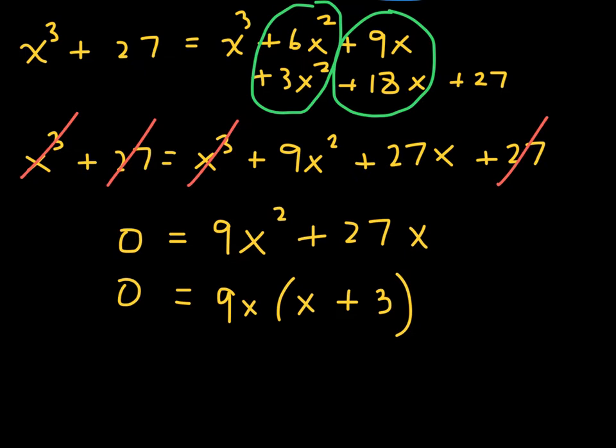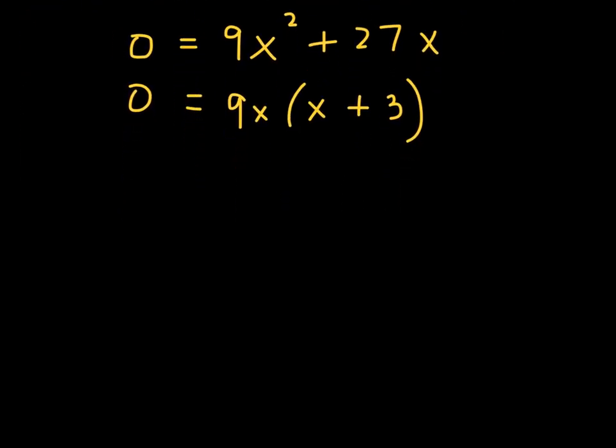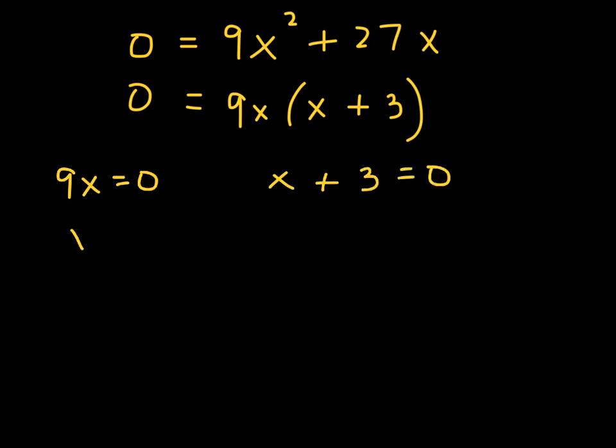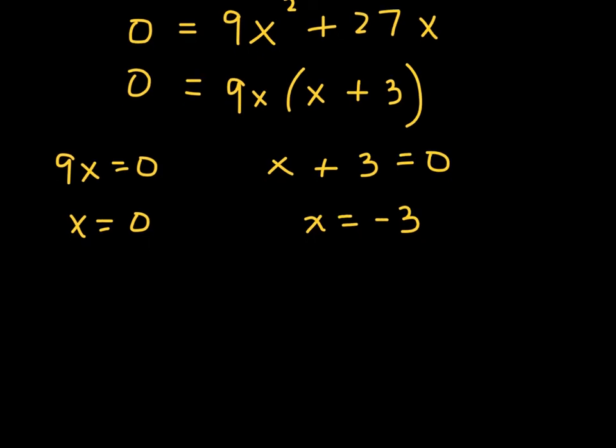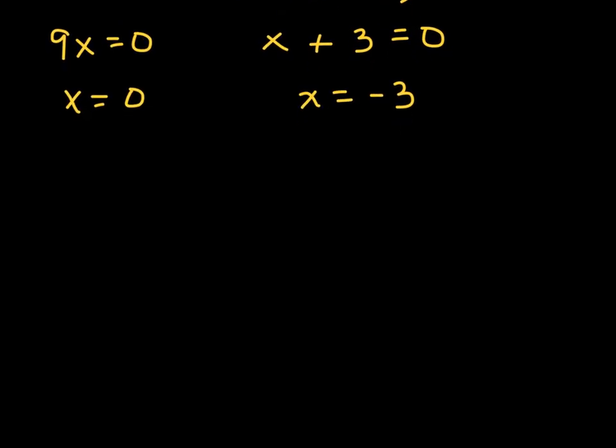And then you're going to want to set each factor equal to 0 and solve. So one factor is 9x. The other factor is x plus 3. After dividing both sides by 9, you get 0 divided by 9, which is just 0. After subtracting 3 from both sides, you get x is equal to negative 3. Now, these two solutions should be checked. Now, I can tell you right now that both of them will work.